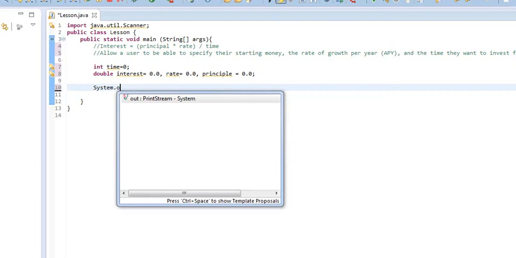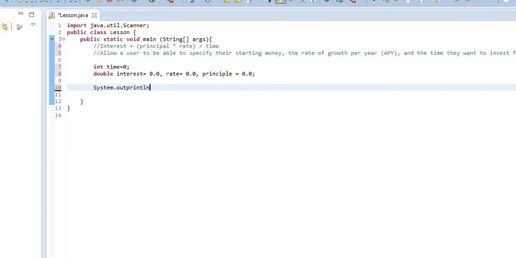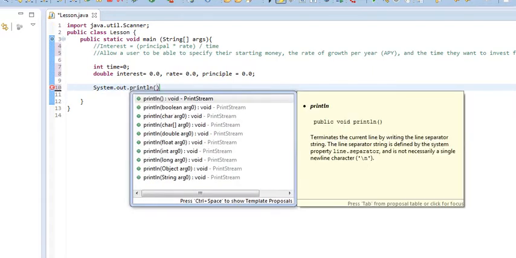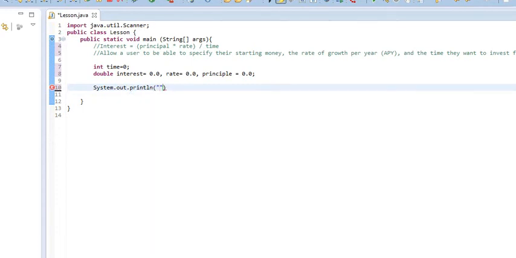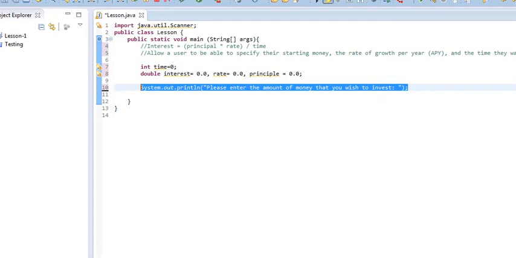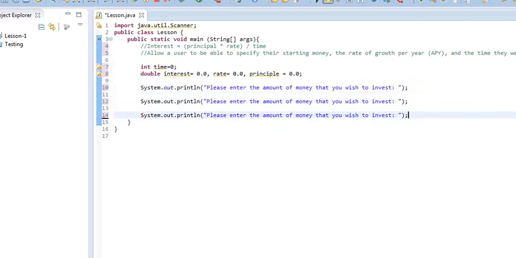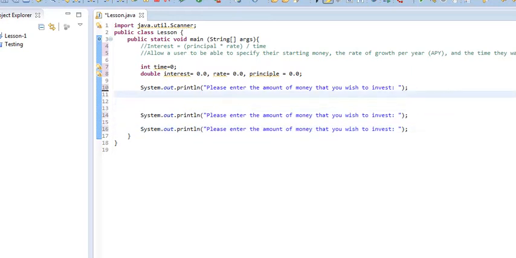We're going to start off by querying the user to enter the three things that we're looking for, and that would be principal, rate, and time. So we're going to start off by saying, please enter the amount of money that you wish to invest. We're going to copy this line because we're going to use it a few times, and then we're going to do principal equals input dot nextInt.